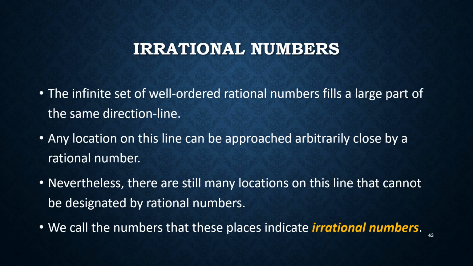The infinite set of well-ordered rational numbers fills a large part of the same direction line. Any location on this line can be approached arbitrarily close by a rational number. Nevertheless, there are still many locations on this line that cannot be designated by rational numbers. We call the numbers that these places indicate irrational numbers.